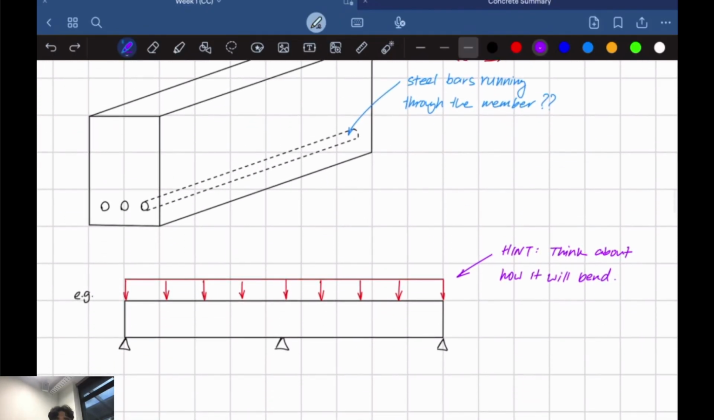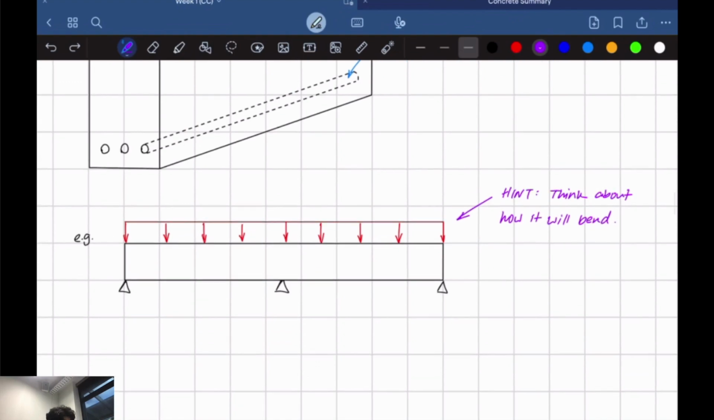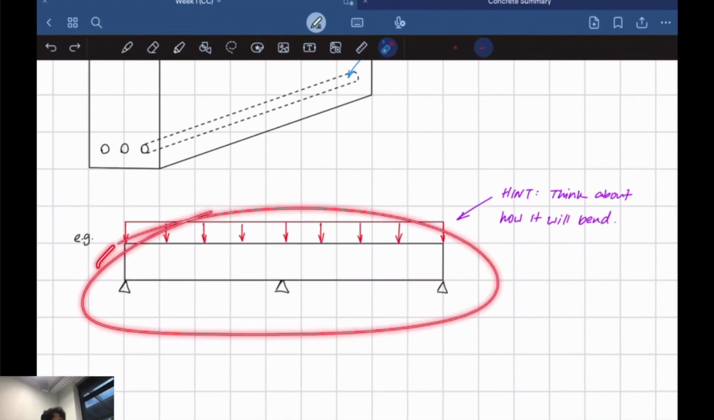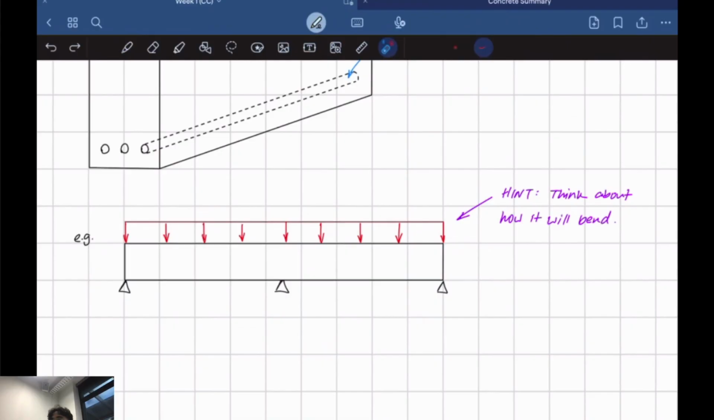I'll ask you guys a quick question. Where should we put our bars for a case that looks like this? Any ideas where? So we've got a continuous beam with 3 supports and a UDL acting up here. So think about how it might bend and think about where we're going to need it. Anyone? Rash?